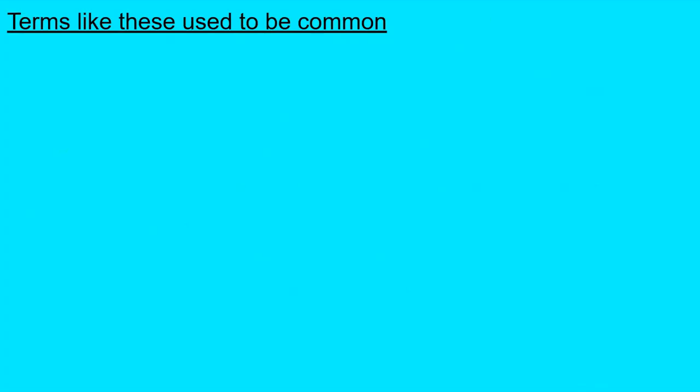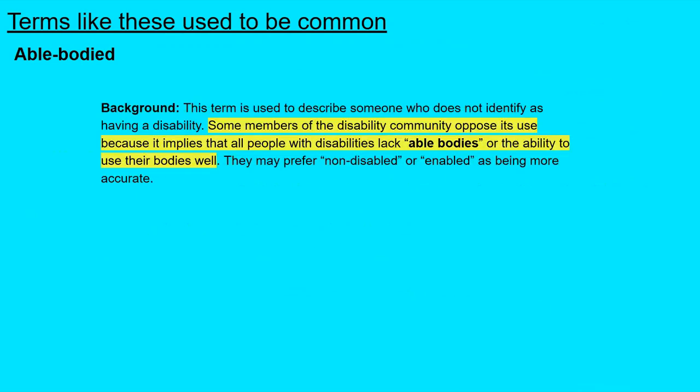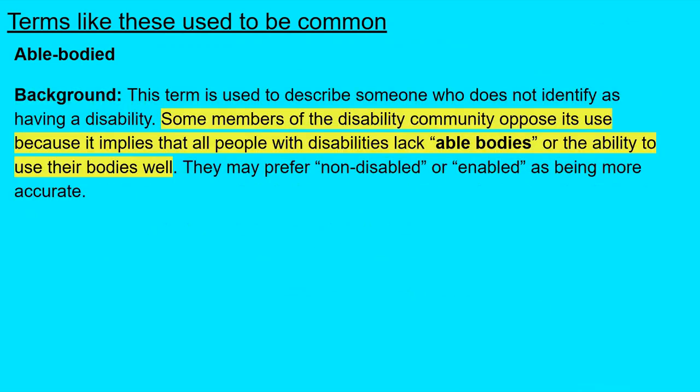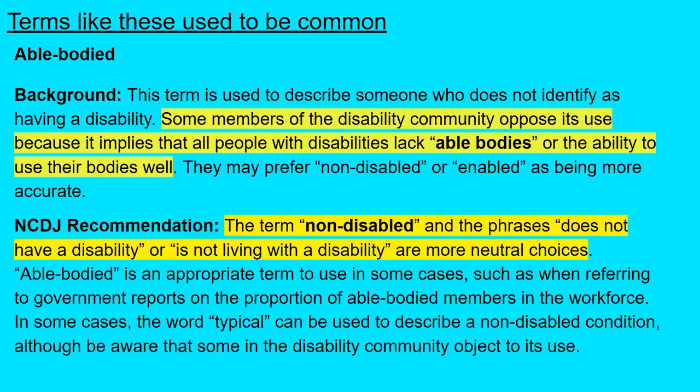So terms like these used to be common, but not so much anymore. Able-bodied. This term is used to describe someone who does not identify as having a disability. Some members of the disability community oppose its use because it implies that all people with disabilities lack able bodies or the ability to use their bodies well. The term non-disabled and the phrases does not have a disability or is not living with a disability are more neutral choices and should be used.